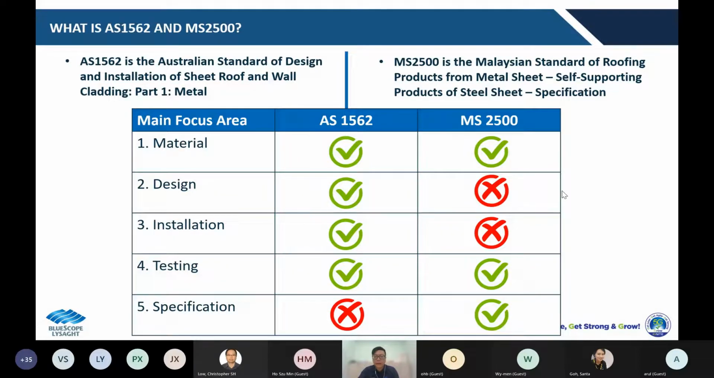Whereas for other content that is standalone in each standard, will be discussed in terms of how the reader can use the standard to cover the content that is not included in the other standard, such as the design and installation, which only appear in AS 1562, and the specification, which only appears in MS 2005.